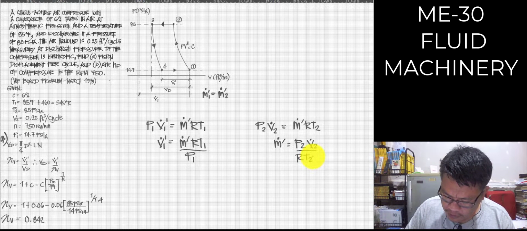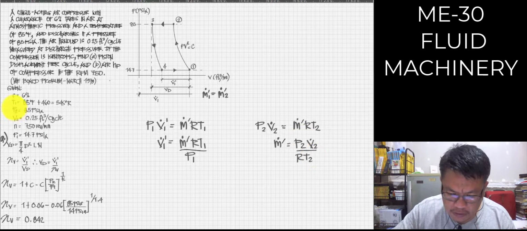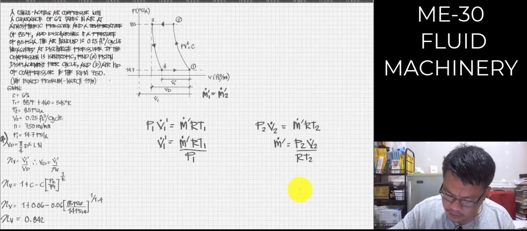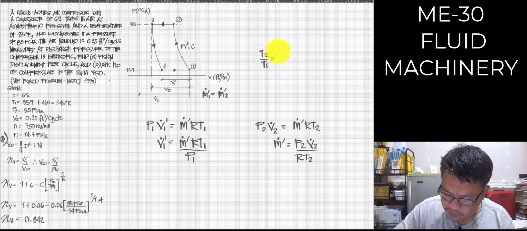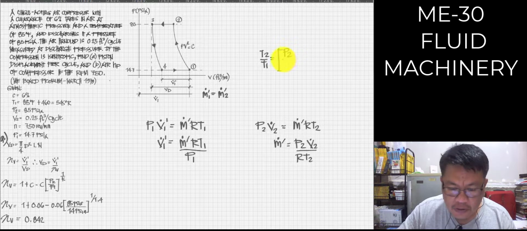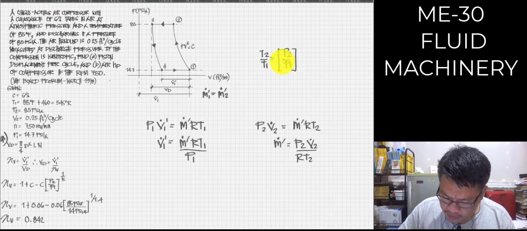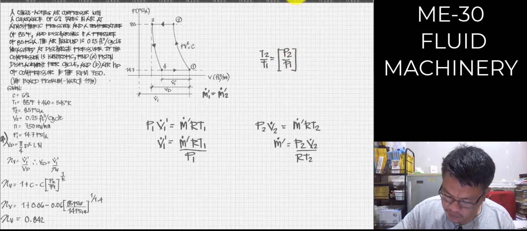T2 is what we don't have, but we have the value for your T1, so we can use the relationship. So we can write our equation here: T2 over T1 will be equal to P2 over P1, raised to K minus 1 over K, the relationship of temperature and pressure for a polytropic process. So we can get the value of your T2.